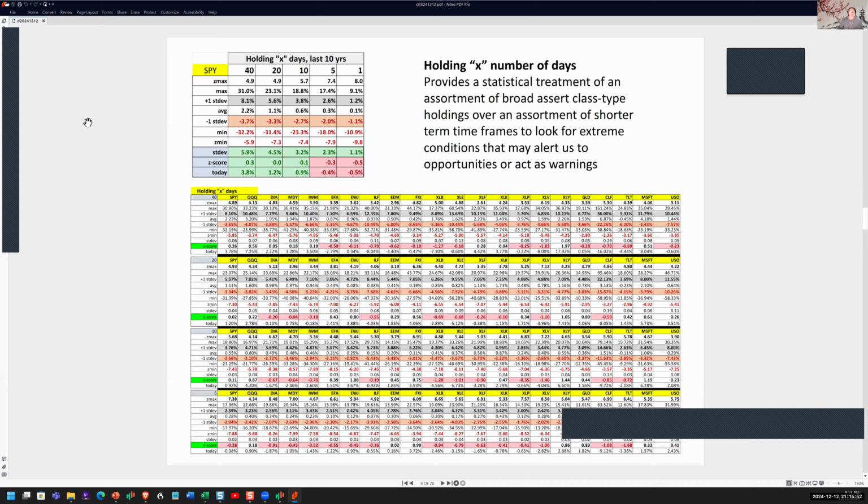On the holding X day, today's little minus 0.5 is a minus 0.5 Z score. We're positive over the last 10, 20, and 40 days, but the Z scores are negligible. So this is just a grinding market right now. Nothing overheated about this, actually. And we've seen a little bit of stalling in here on the 1 day and the 5 day.